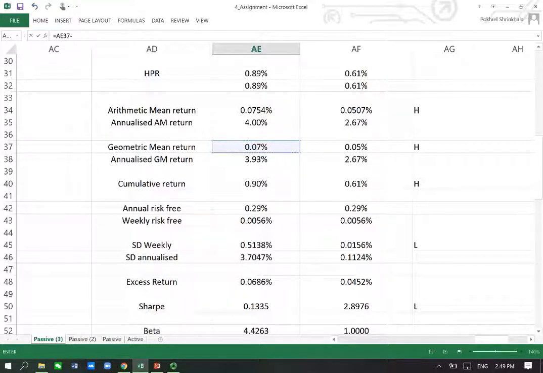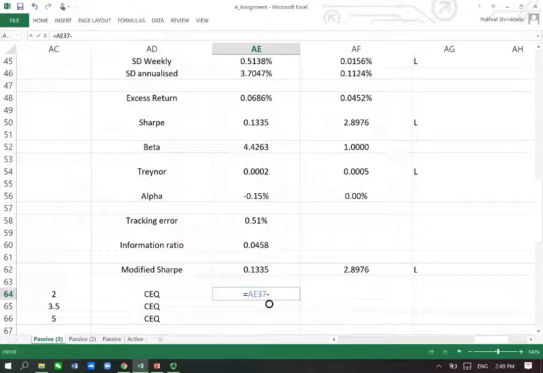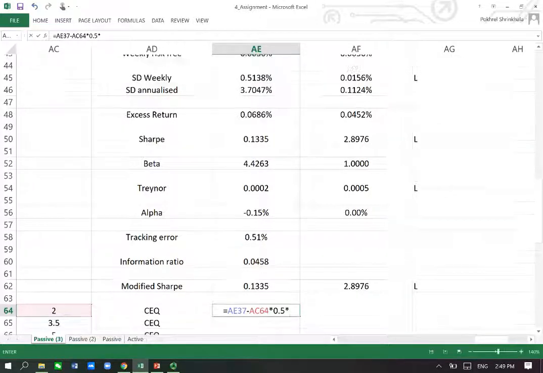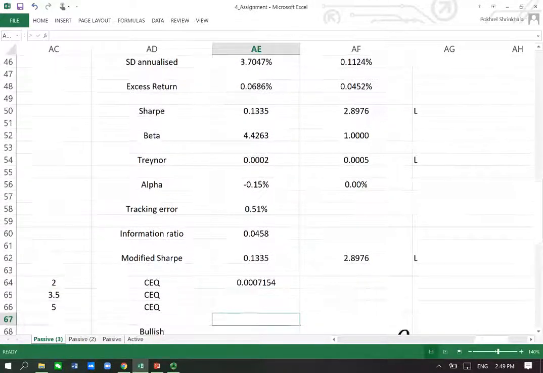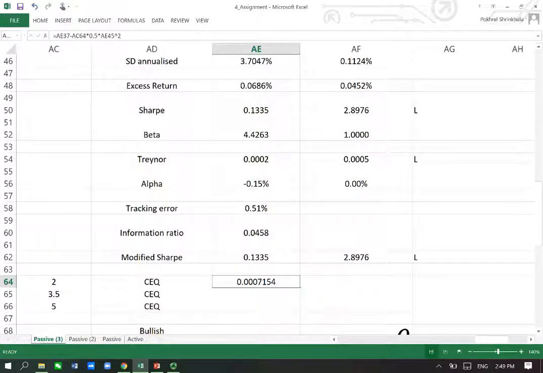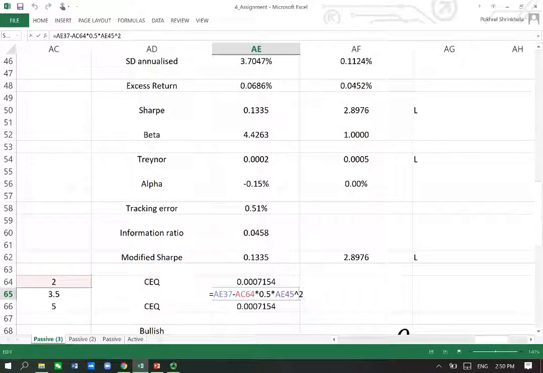And minus what we need is the risk aversion theta times 0.5, which is basically dividing by 2, times the variance, which is the standard deviation squared. So that's what we get for the first investor, and I can copy this and use it for the second and the third investor. I just need to change the risk aversion score, which in this case will be 3.5, and finally 5.